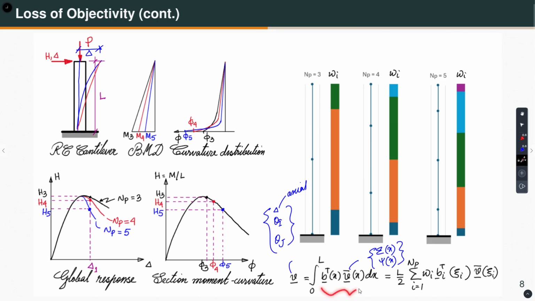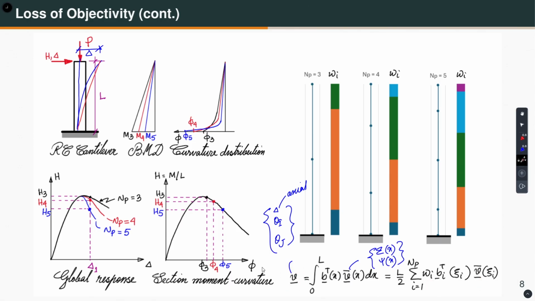So, let me rewrite this using summation. L by 2, summation i equal to 1 to number of integration points, where Wi is the weight for each integration point, B i transpose, psi i. So, x is transformed to psi, where x varies from 0 to L and psi varies from -1 to +1. That is the mapping. And then this is the deformation vector. Now notice here, if this quantity reduces, this has to increase for this to remain constant.